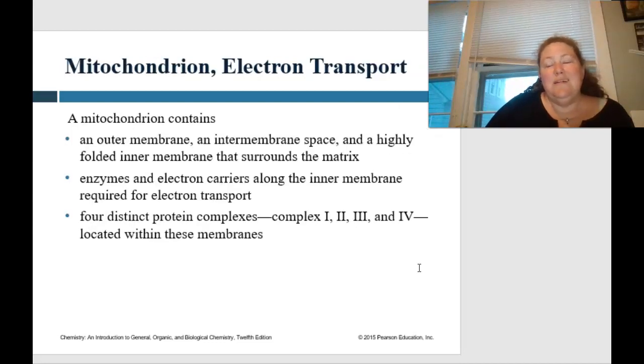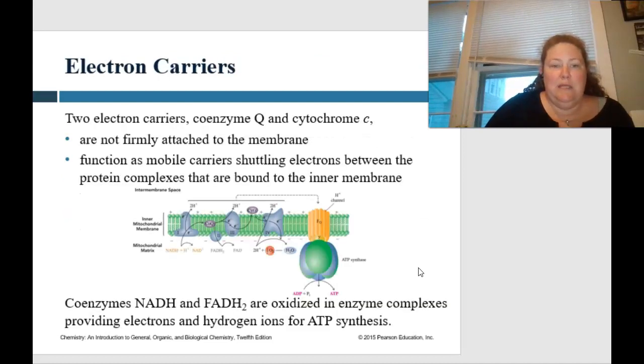So the mitochondria is where this is all happening. The mitochondria contains an outer membrane, an intermembrane space, and a highly folded inner membrane that surrounds the matrix. And the enzymes and the electron carriers along the inner membrane are required for this transport of electrons. And so 4 distinct protein complexes are there. They're complex 1, 2, 3, and 4, and these are located within these membranes.